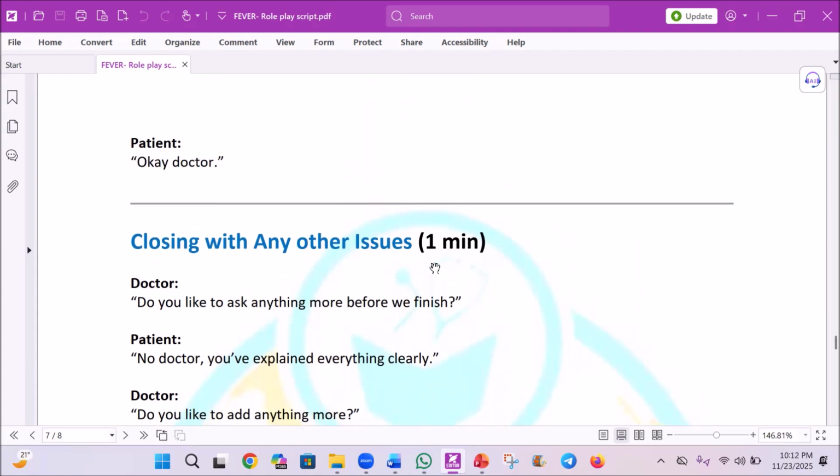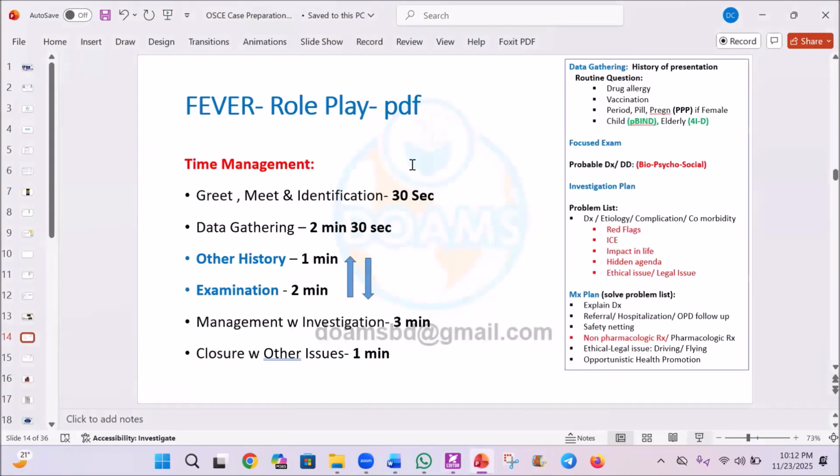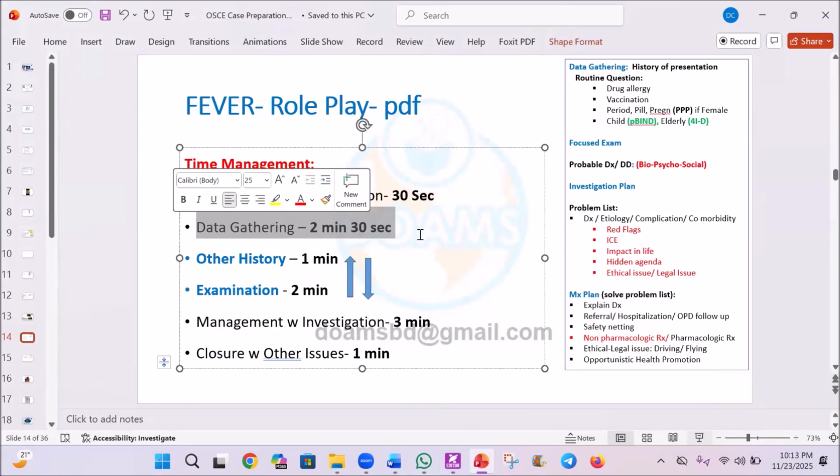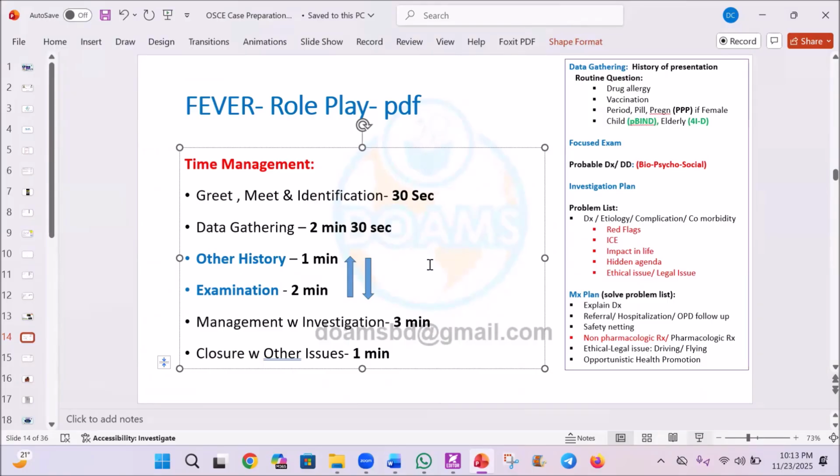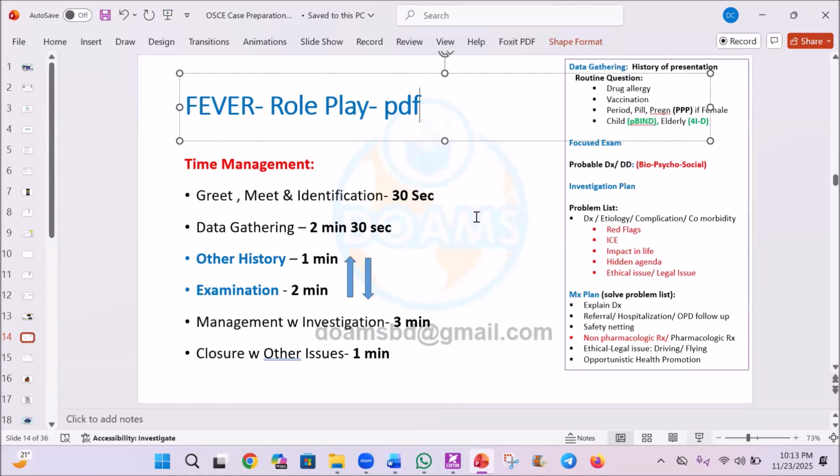So you can utilize a basic time format. I have already shown you in the PowerPoint slide: 30 seconds, 2 minutes, 30 seconds, other history 1 minute, and examination 2 minutes. This up and down means after reaching a diagnosis, up to here. When you are asking do you smoke, do you drink alcohol, in the meantime you can look at the eye conjunctiva. So overlapping is important. During the 2 minutes of examination, be careful, my beloved colleagues, and be more attentive.